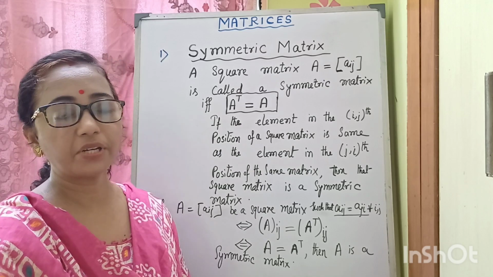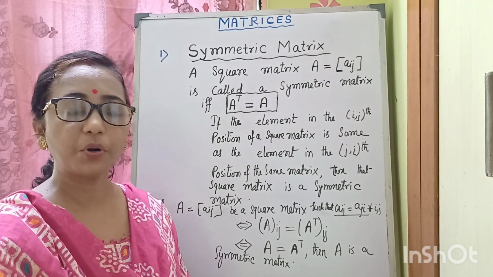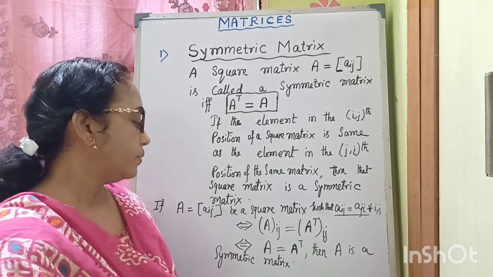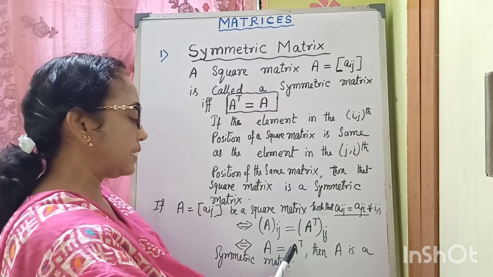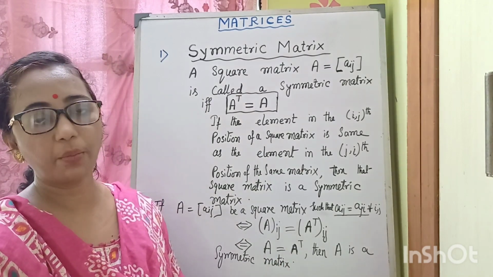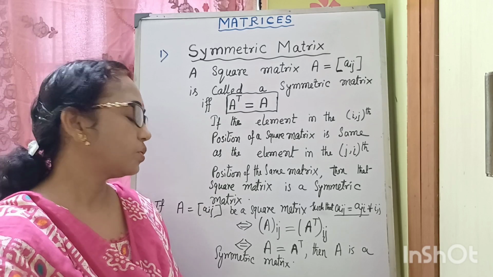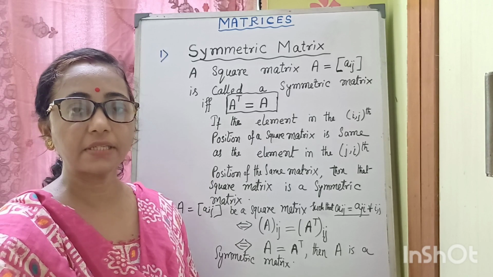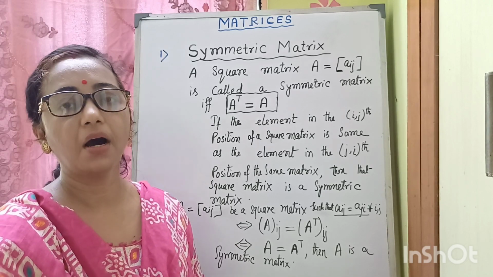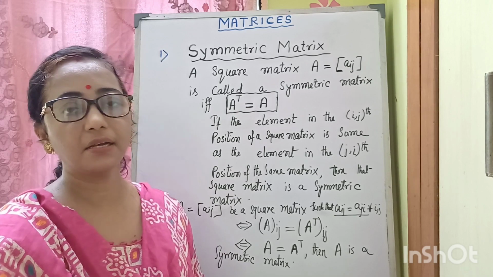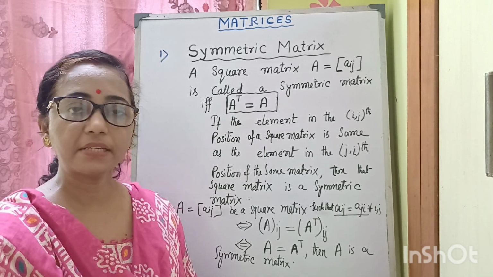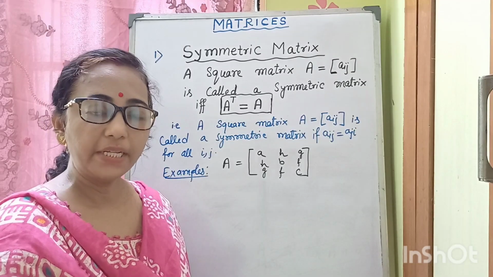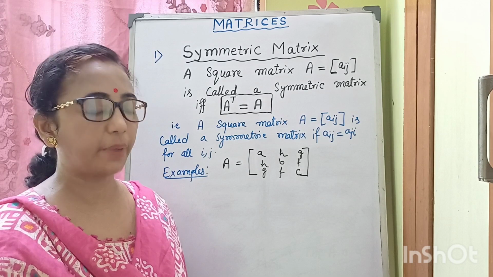And we know that two matrices are said to be equal if their corresponding elements are equal and their orders are the same. So, we can say that matrix A is equal to A transpose because both are square matrices of the same order. So, these two matrices are the same. And if A is equal to A transpose, then that matrix A is called a symmetric matrix and it is a square matrix. Now let us see some examples of symmetric matrices.